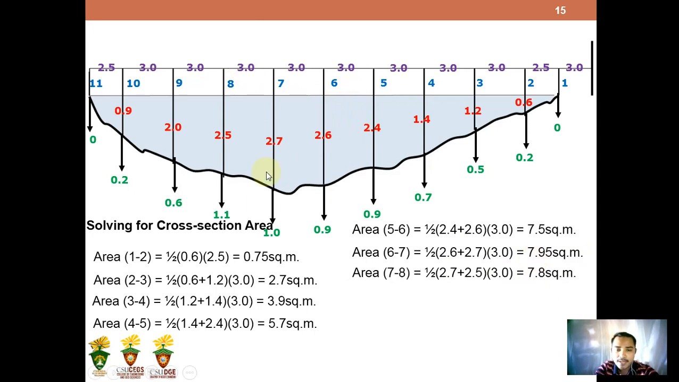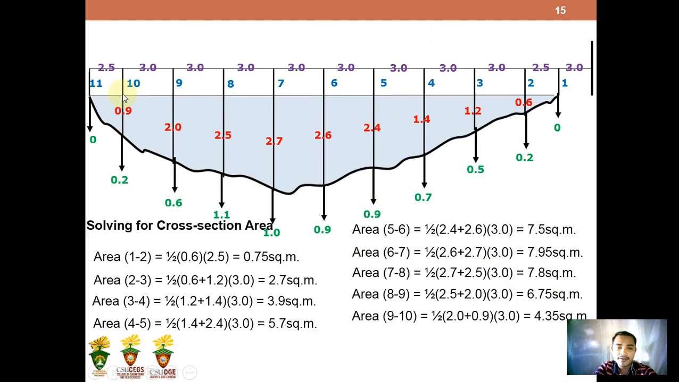Area 7 to 8, or area of the verticals between 7 to 8. Same formula applies, 1/2 times 2.7 plus 2.5 times the distance 3.0. That is equal to 7.8 square meter. Area of cross-sectional area between 8 to 9 verticals. 1/2 times 2.5 plus 2.0 times the distance 3.0. That results into 6.75 square meters.